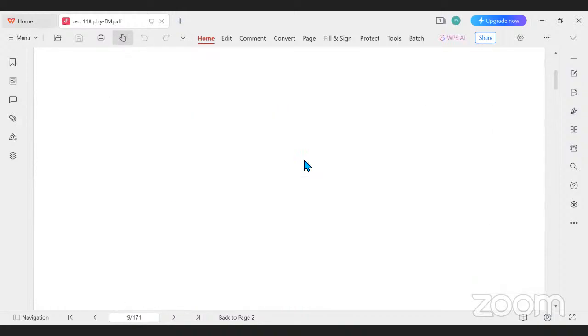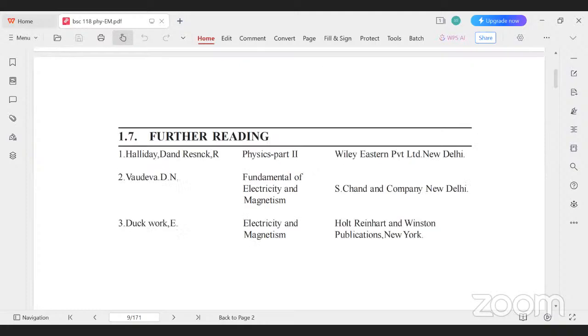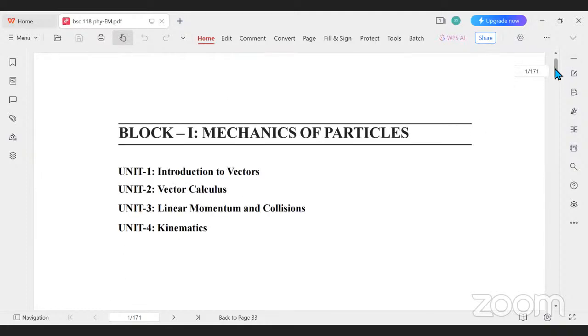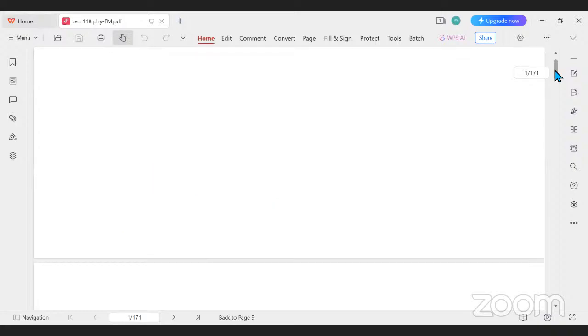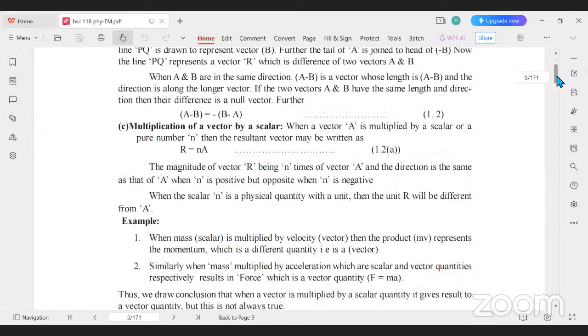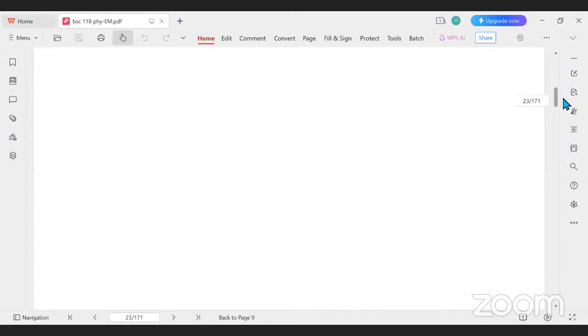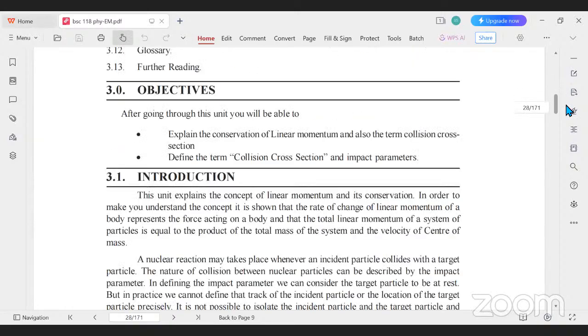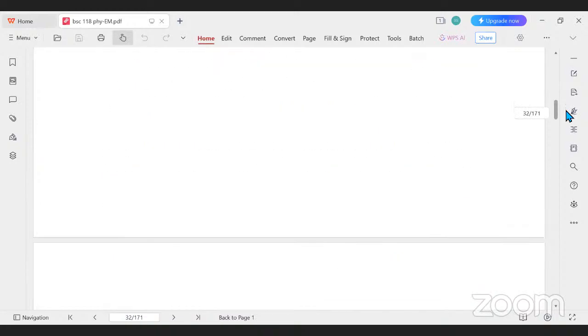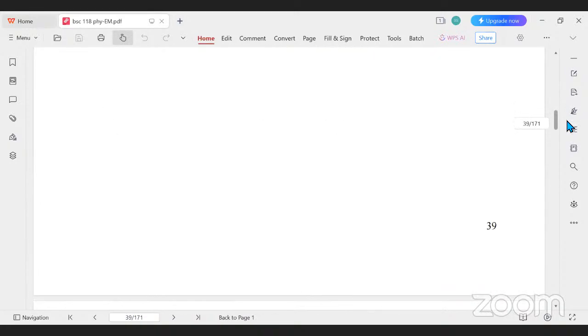Vector calculus was the second unit. First one is your scalar and vector. Okay, first one is mechanics of particles. Second, we have done with the vector calculus. Third, we have done with your linear momentum and collisions. Now we need to discuss about kinematics.